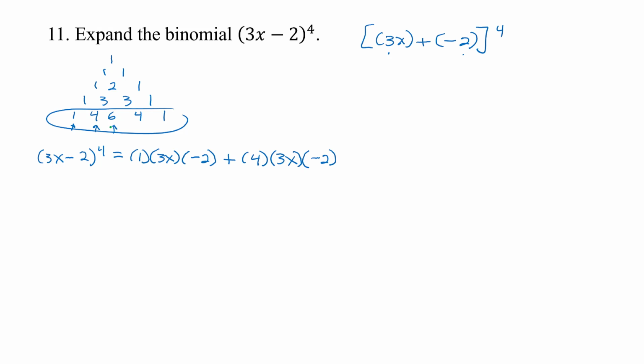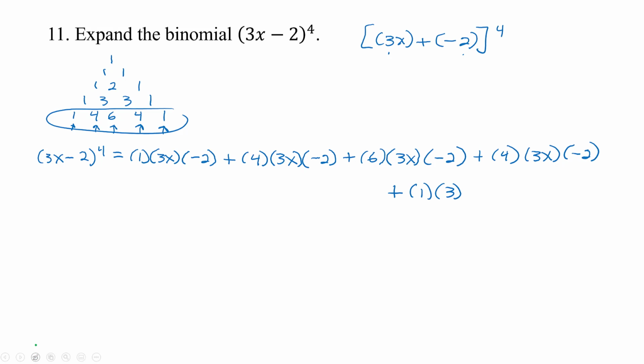Then we move on to 6. We have 6 times 3x raised to a power times negative 2 raised to a power. We move on to 4, where we have plus 4 times 3x raised to a power times negative 2 raised to a power. And then we have, last of all, 1 times 3x raised to a power times negative 2 raised to a power.